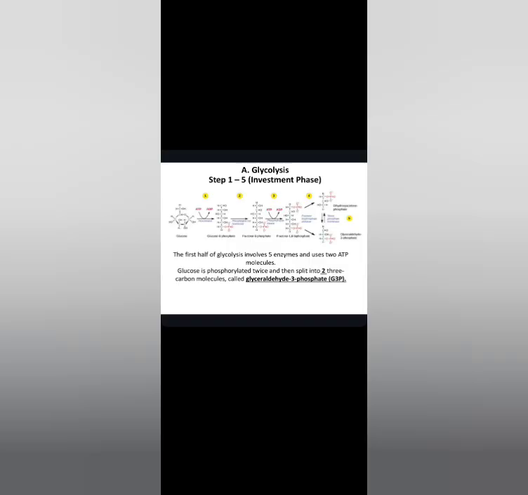Glycolysis again is 10 chemical reactions. Glycolysis can be separated into 2 sections. We have the first half of glycolysis, step 1 to 5. It is colloquially known as the investment phase. Why? Because that's where you are investing energy, you are using ATP. You are not gaining anything during step 1 to 5, you are investing energy.